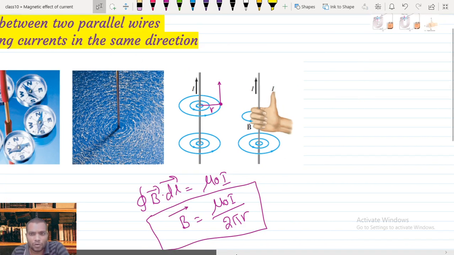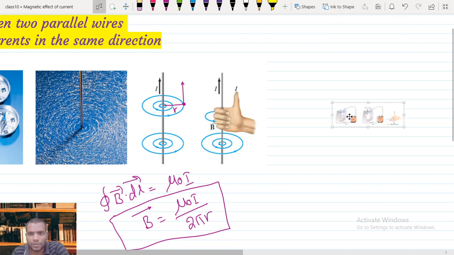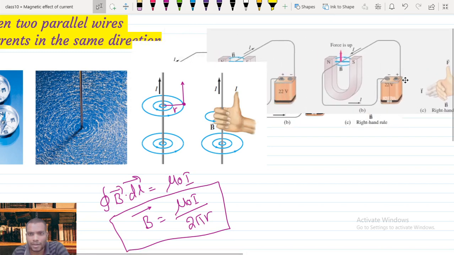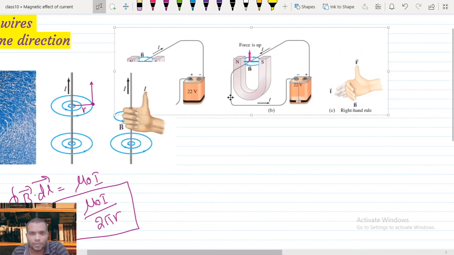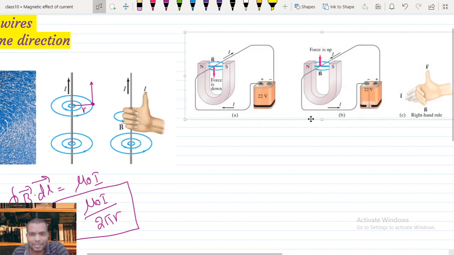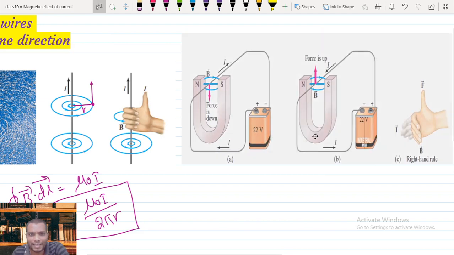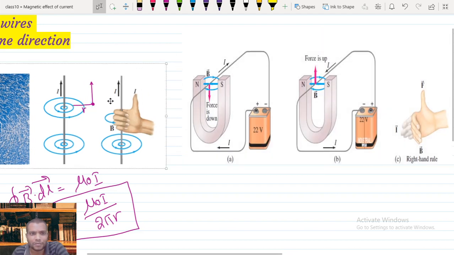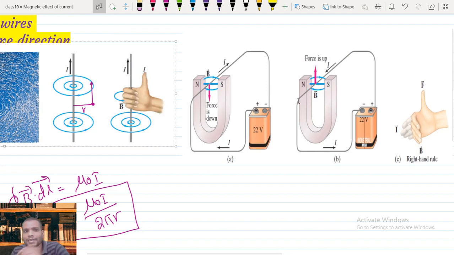And in the previous concept, we discussed one more thing: if a current carrying conductor is placed in an external magnetic field, then because of the external magnetic field and the current, a force comes into the picture. So a force will act on that current carrying conducting wire.